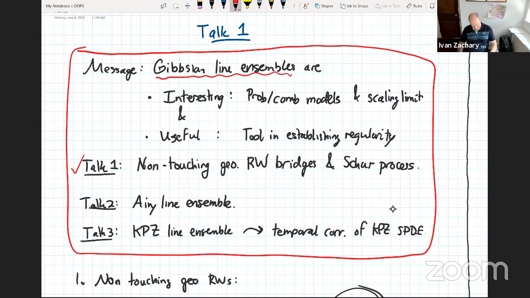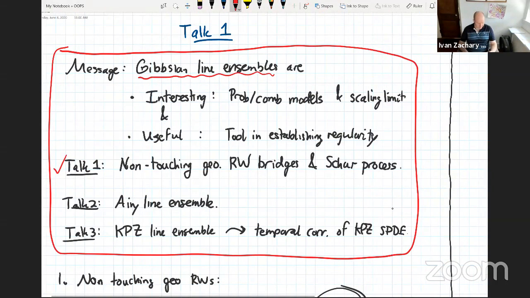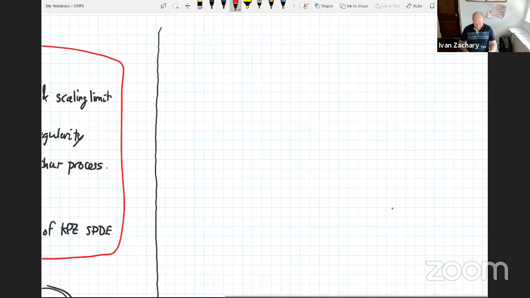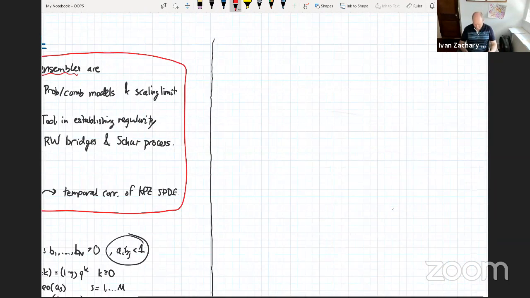In talk 2, we're going to talk about how you actually use the Gibbs property to enhance the type of convergence results that you can prove with determinantal point processes into functional convergence results, and how that then implies a Gibbs property for the limiting object. And then in the third talk, I'll describe the fact that there are other nice ensembles of curves that have interesting and useful Gibbs properties. The one I'll talk about is the so-called KPZ line ensemble, and I'll apply that to a question involving temporal correlations of that object.